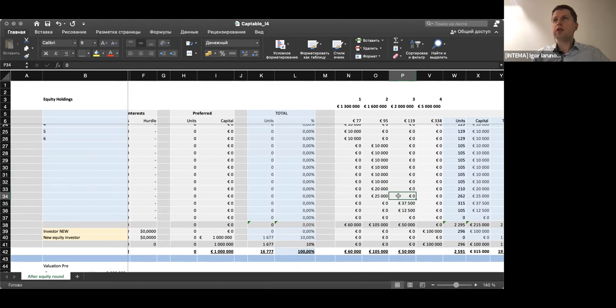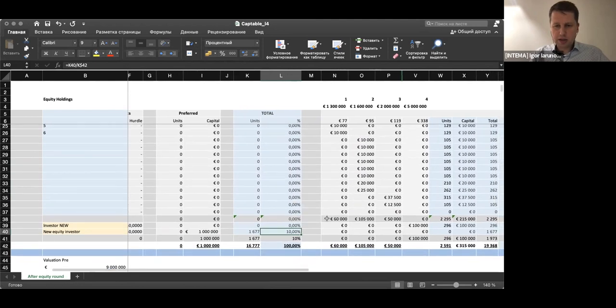It's not a very interesting situation for the new equity investor, because his share will be affected by these shares being converted. But what can we do? He can insist on his share of 10%, or calculate a fair value based on the pre-money valuation share price. Let's calculate this share price.